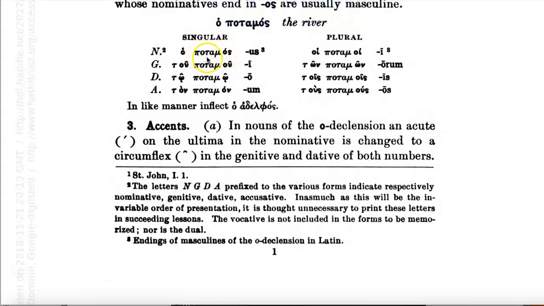Potamos. Po, ta, mos. The acute is on the 3rd and final syllable. So if the acute is on the last syllable, it changes to a circumflex, which is the curvy hat-like accent mark in the genitive and the dative of both numbers. Singular genitive and dative, plural genitive and dative. So we have oo, o, on, and is with the circumflex. And then when you get to the accusative, it's the same again.